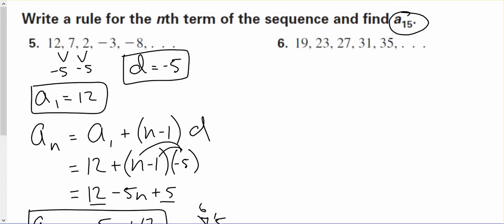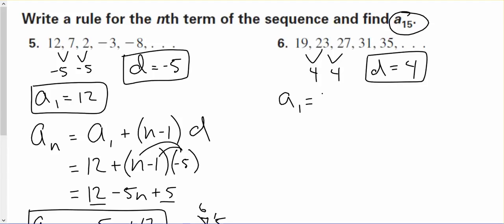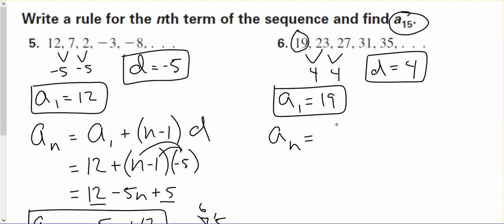For our other one, 19 to 23, adding 4. 23 to 27, adding 4. So our common difference here is 4. Our first term is 19. First term. We use our equation. A sub n equals a sub 1 plus the quantity n minus 1 times d.